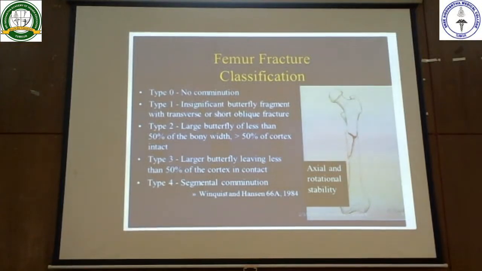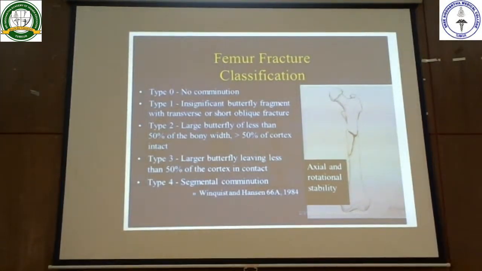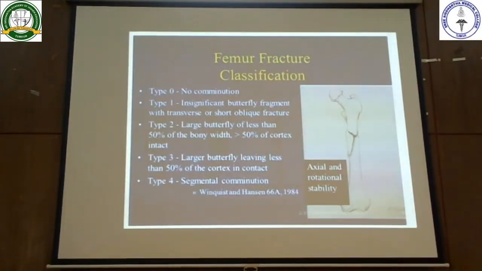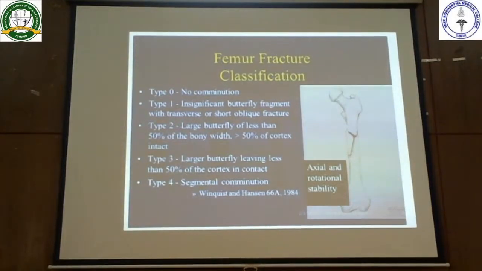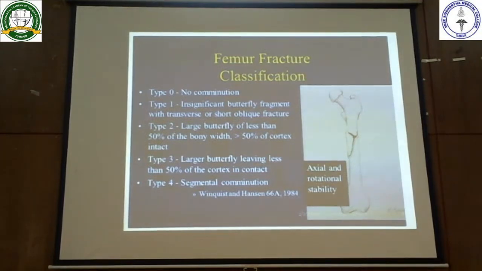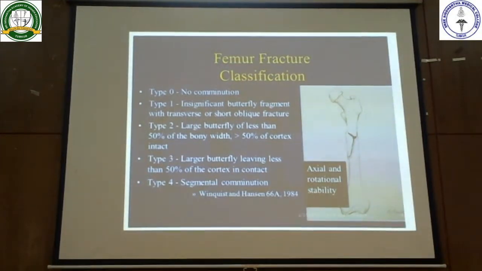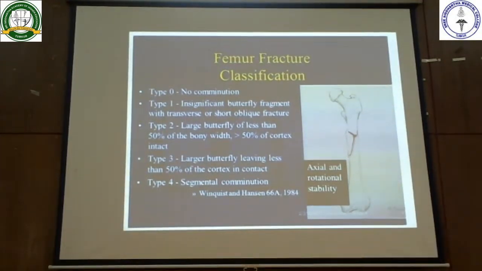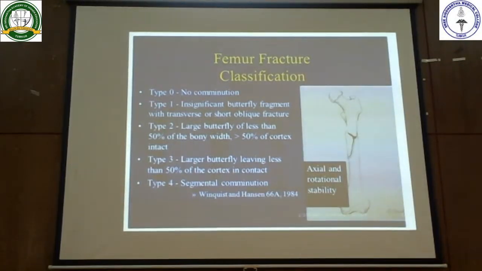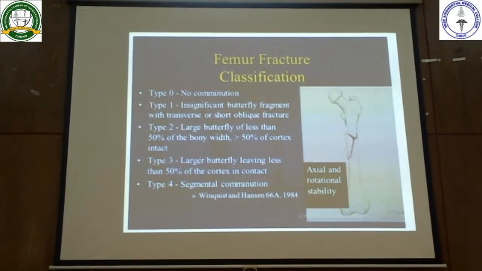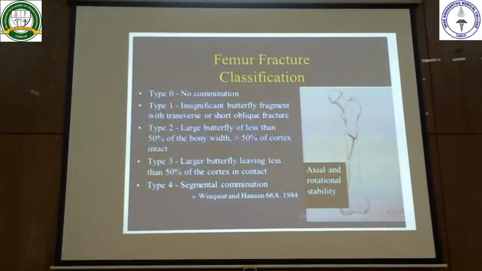Now this is a very important named classification as far as femur fracture is concerned. It's called the Winquist and Hansen classification, which is very commonly used in clinical practice. It is briefly divided into 5 types from 0 to 4. That is type 0, which shows no comminution at all. I'll just show a diagrammatic representation later. You can just have a note of this.